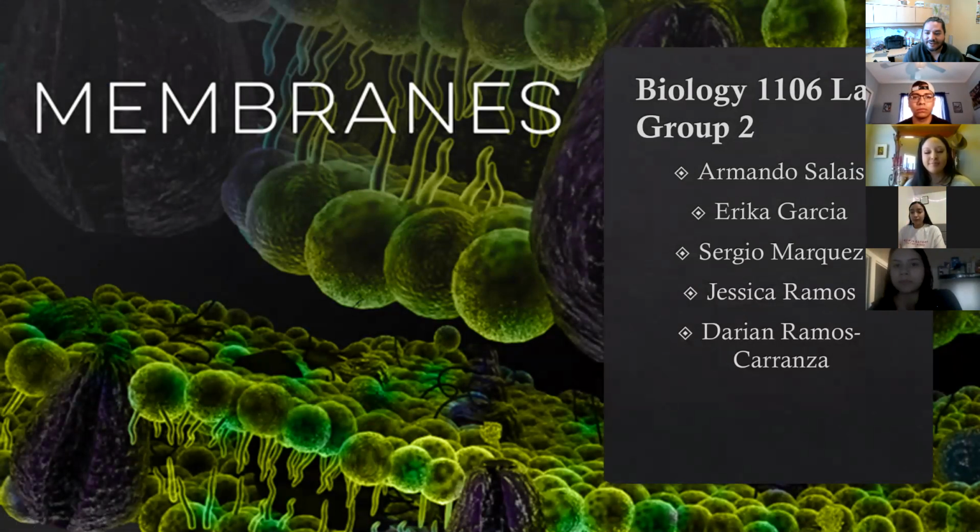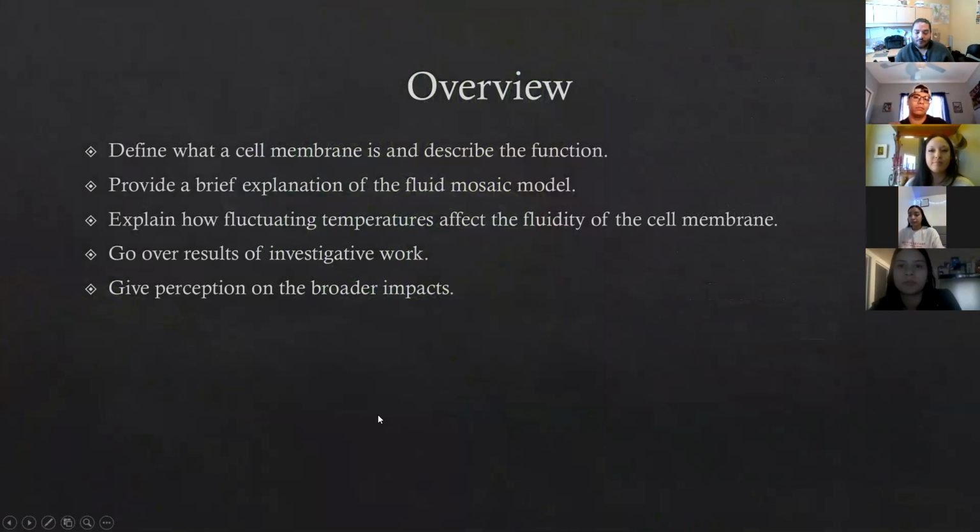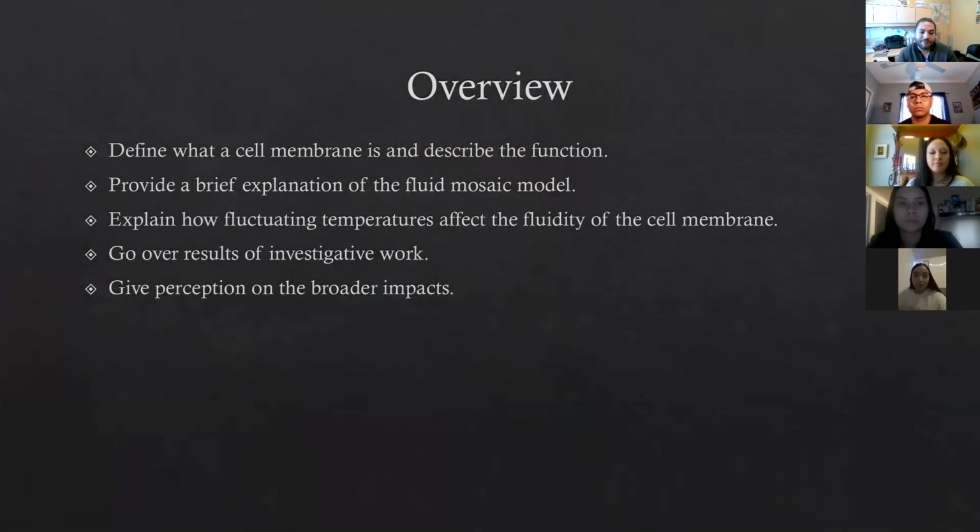And today we're going to be talking about membranes. So we are going to do an overview of what the presentation is about today. Our project that we got assigned was about membranes. And so today we're going to define what a cell membrane is and describe the function. We're going to provide a brief explanation of the fluid mosaic model and explain how fluctuating temperatures affect the fluidity of the cell membrane. We're going to also go over the results of the investigative work and give perception on broader impacts that it has.